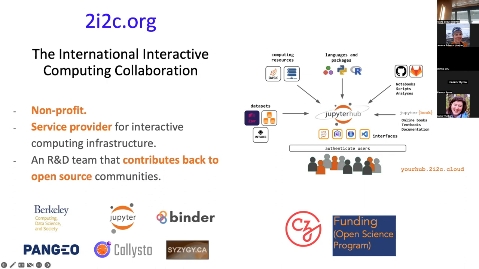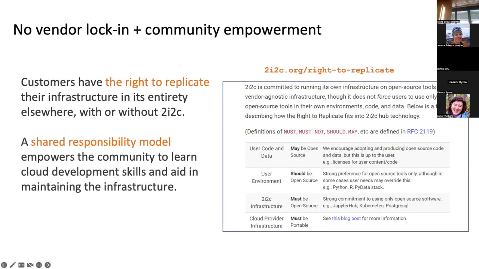Their goal is to contribute back to the open source community. A lot of them are people who have built some of the Jupyter infrastructure that everybody uses. They also have goals of having no vendor lock-in and community empowerment. So they stand by the right to replicate. All of their infrastructure can be taken to any other vendors, or you can take it yourself and rebuild it yourself. All of the code is in the background and you can use it yourself.